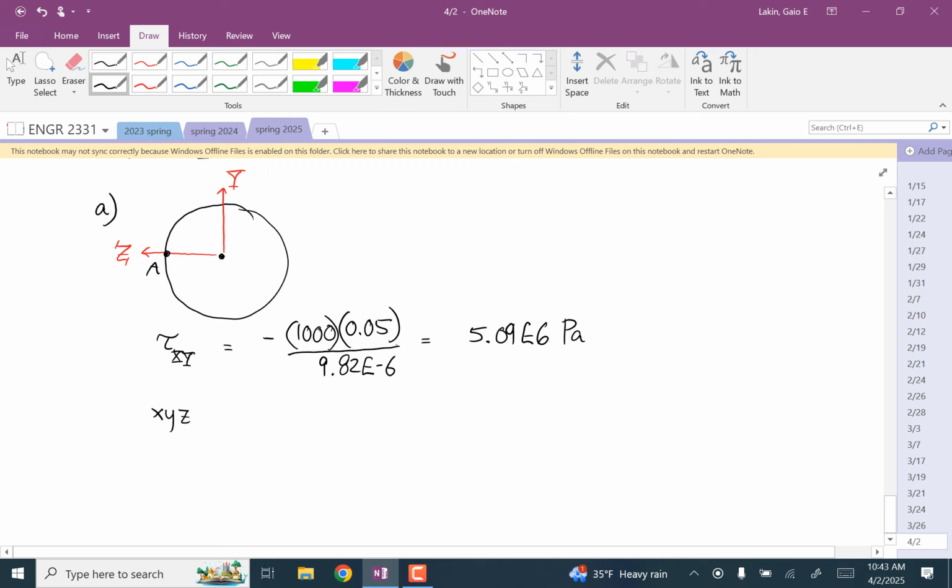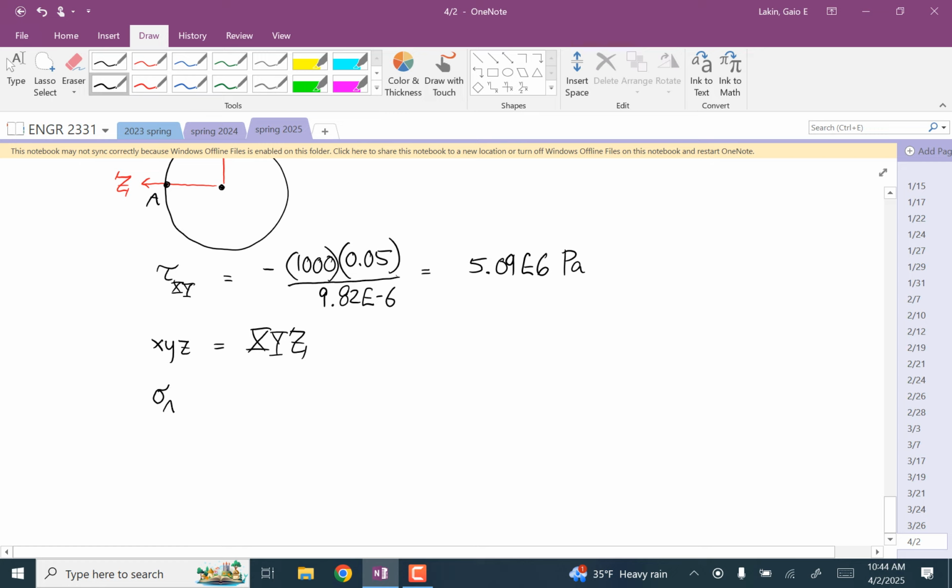Our x, y, z is the same as our temporary coordinate system. So the stress tensor at this point A is 0, 5.09 times 10 to the 6, 0, 5.09 times 10 to the 6, 0, 0, zeros.